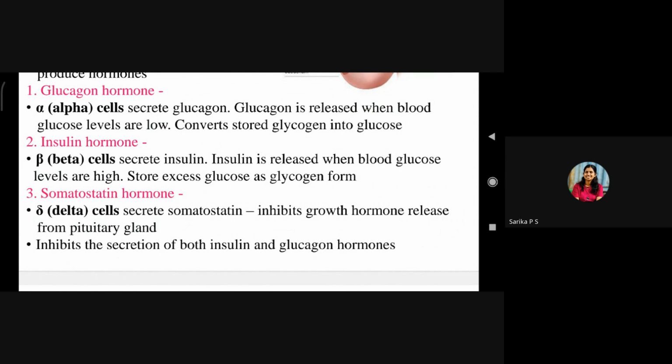Insulin is released when blood glucose level is high. It stores excess glucose in the form of glycogen.